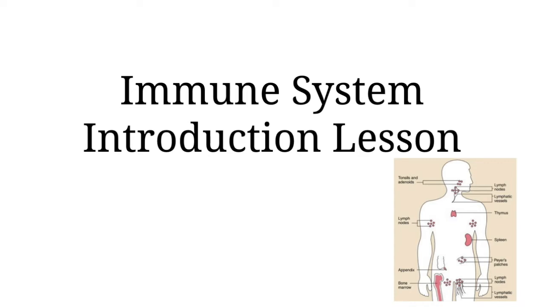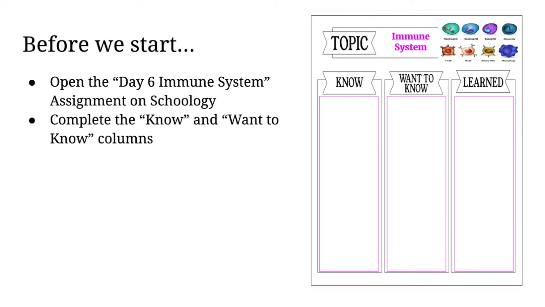Before we actually start the lesson, you are going to need to go into the Wednesday folder and open up the Day 6 Immune System assignment on Schoology. You are going to complete the know and want to know columns. In the know column, you're going to list things you already know or think you already know about the immune system. And in the want to know, you're going to list some things that you would like to learn about the immune system.